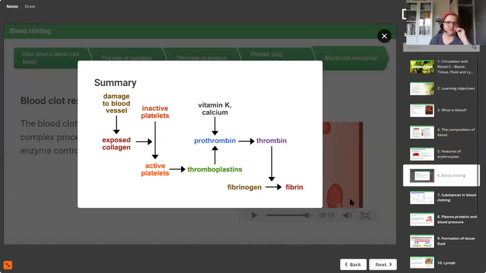So, summary: we get a damaged blood vessel, and that exposes some collagen. That exposed collagen has platelets that come and attach to it. So inactive platelets attach to exposed collagen, and when they attach to exposed collagen, they become activated. When they are activated, that means they give off thromboplastins, and with thromboplastins and vitamin K and calcium, they react and make prothrombin. Prothrombin forms thrombin, and thrombin allows fibrinogen to become fibrin, which adds to that platelet plug and helps form that blood clot.